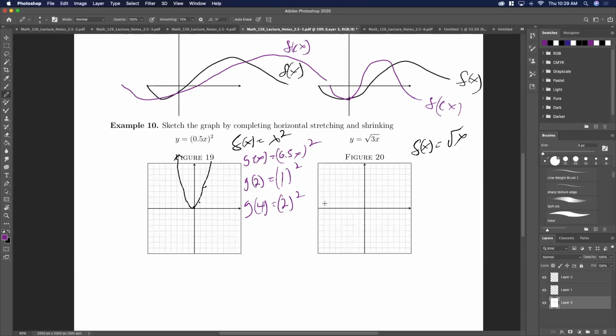And so here I'm stretching it horizontally because it just takes me longer. It just takes me longer time to go through my function. And so here, this will be at 2, it looks like 1, and here it looks like 4.